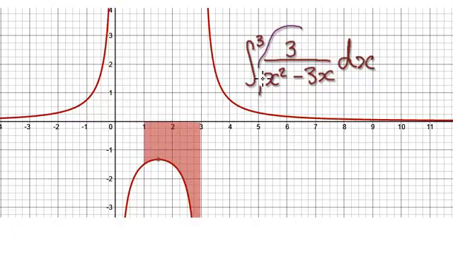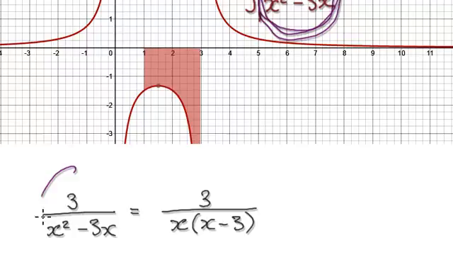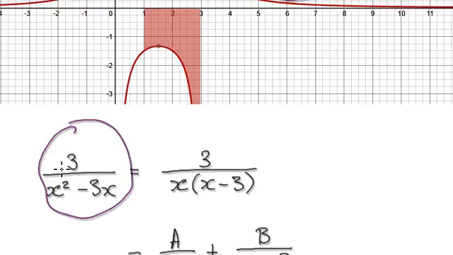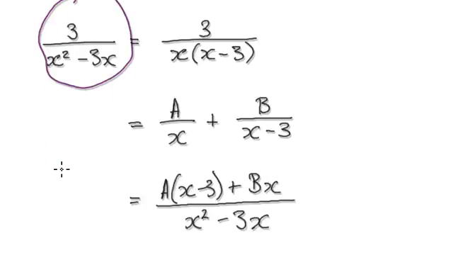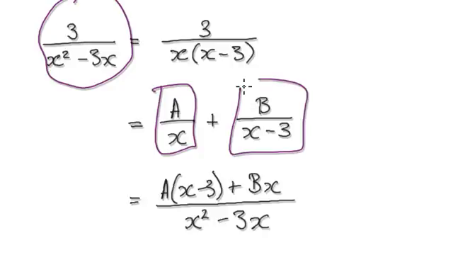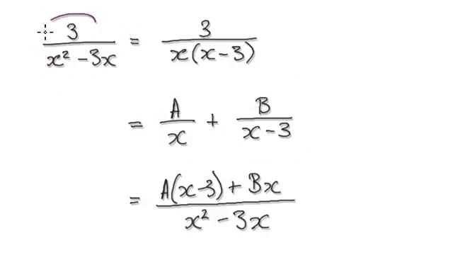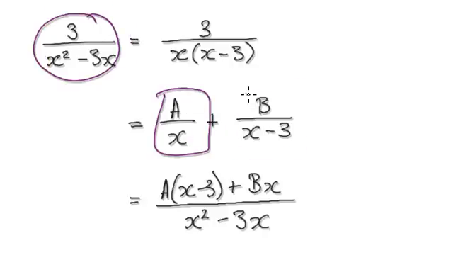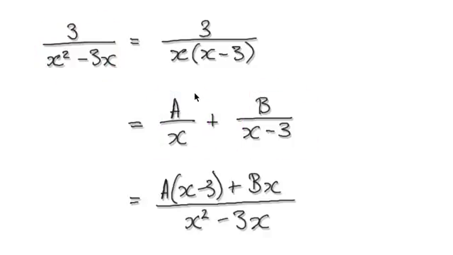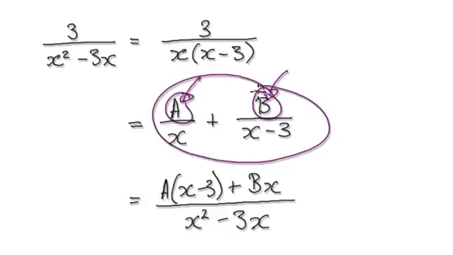Okay, so to do this, we need to somehow integrate this. To integrate this, we're going to rewrite this as two separate fractions. We've done this before. So the trick is to rewrite this as two separate fractions. And then our job here is to find A and B in such a way that the combination of the two here will be the same as this.